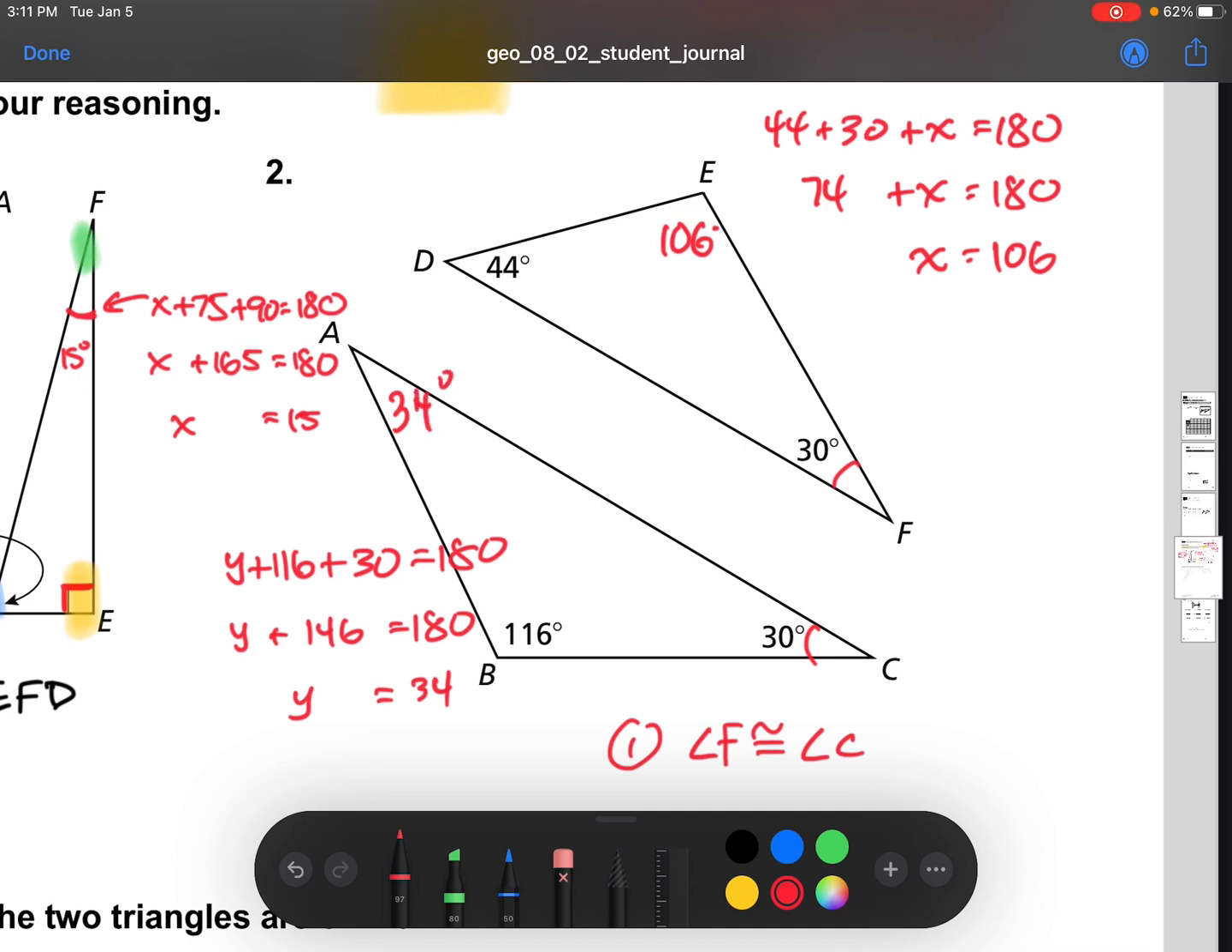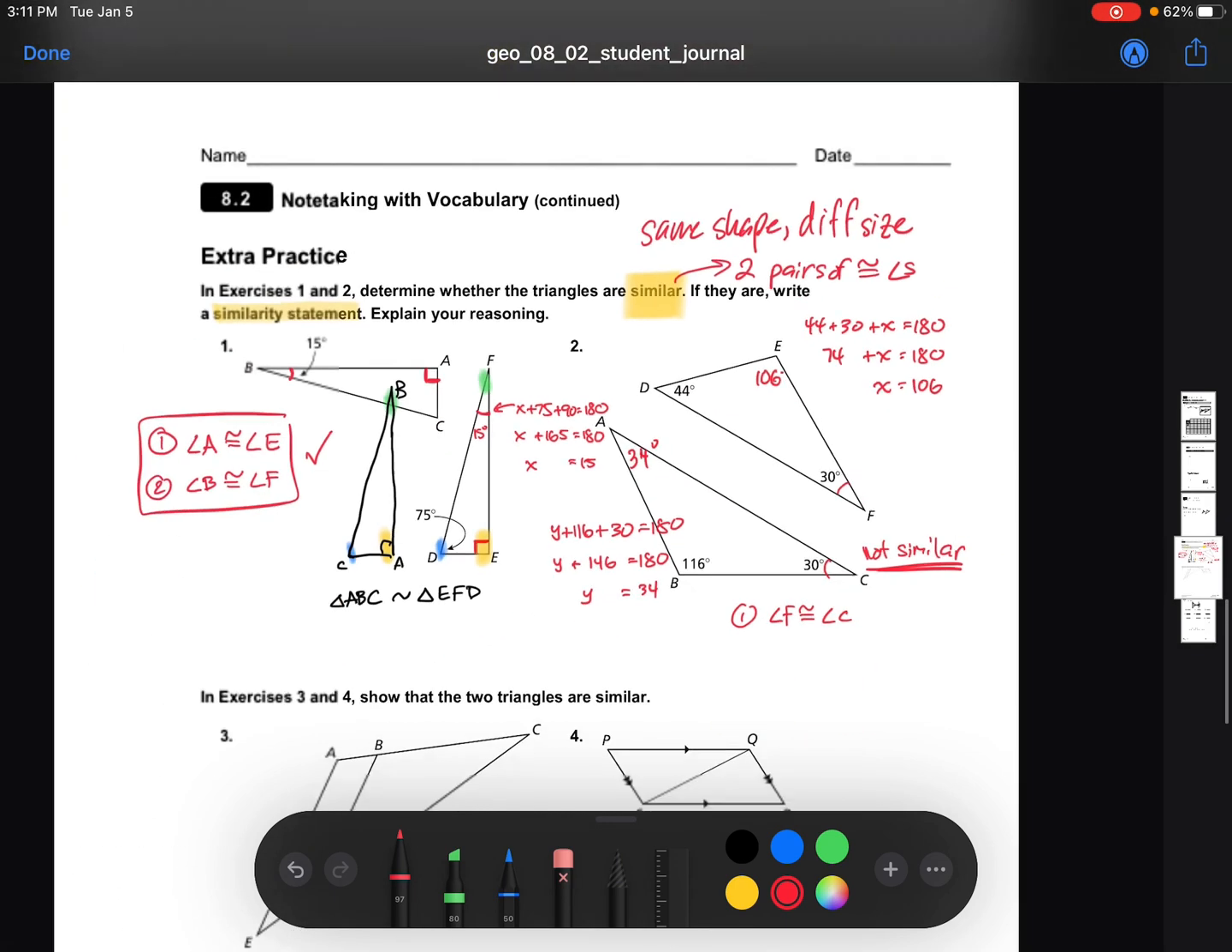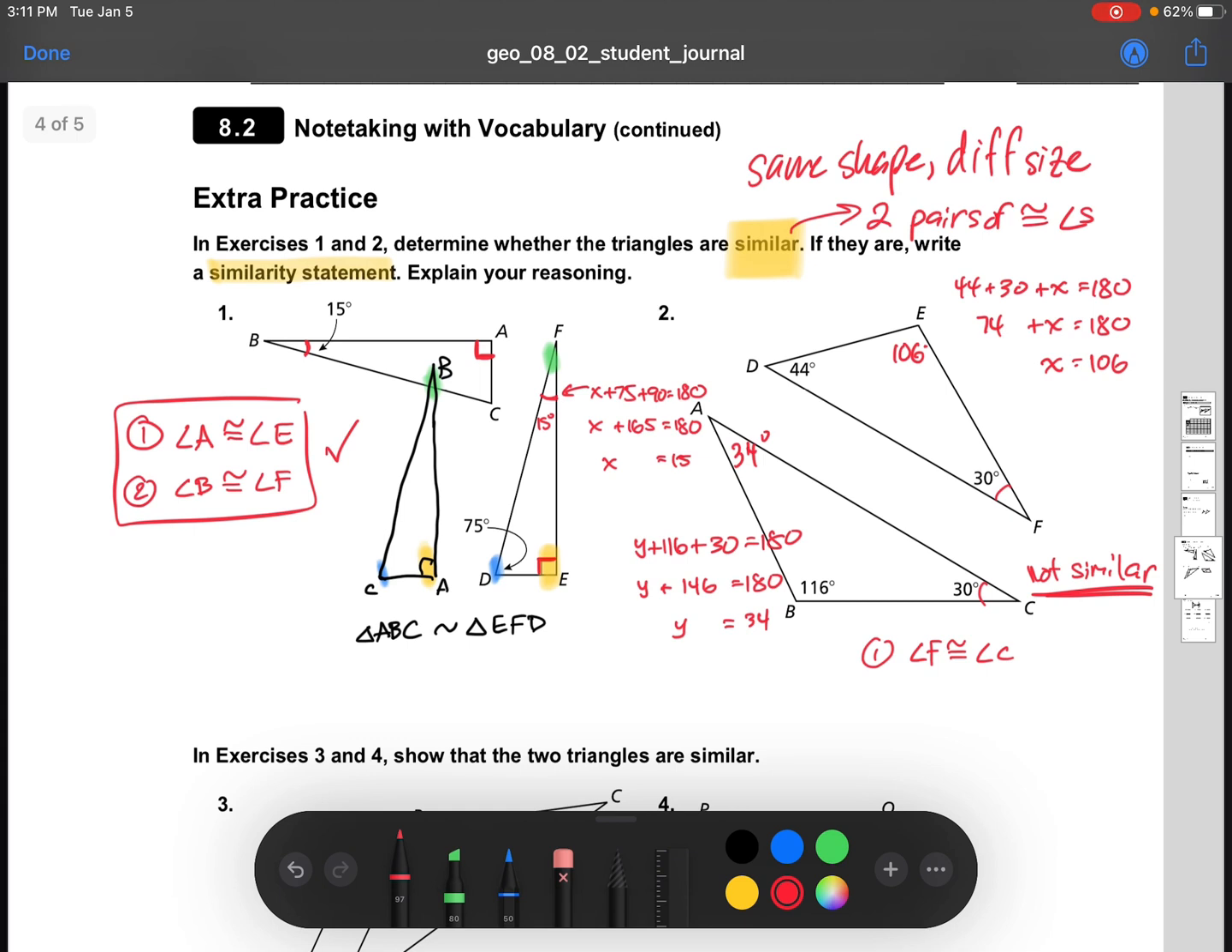And that is not congruent to any of the angles in the first triangle. So for these two triangles, we only have one pair of congruent angles, so they're not similar in shape. So we'll just write not similar. Right, so just to recap, to prove that two triangles are similar, you need two pairs of congruent angles. We had that in the first problem. We did not have that in the second problem.